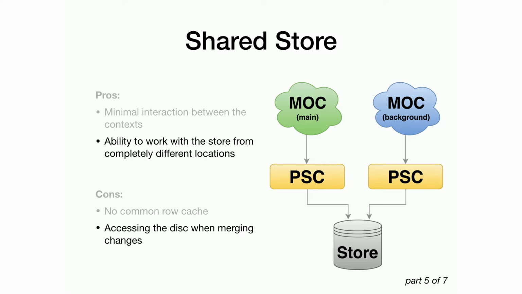We don't have a common row cache. All the merging now is done on the store level and not in memory, as it was in the previous models. And we cannot use object ID because object ID is related to a specific coordinator. Here we have the URI representation, which is kind of the replacement of object ID on the store level. But for passing a reference to an object between contexts, now we have to get the object ID first, then translate it to the URI representation, pass the representation, and make all these operations the other way around to retrieve an actual object.